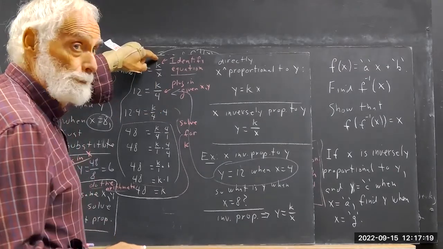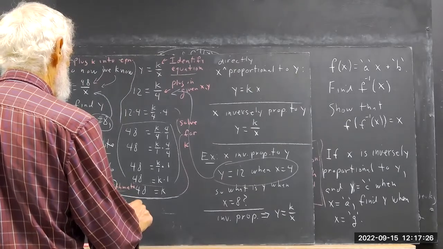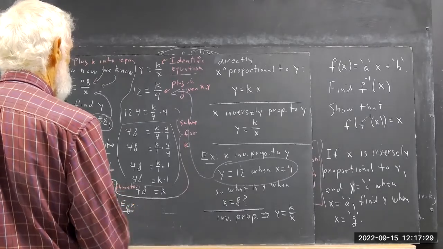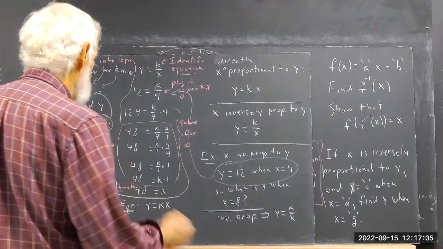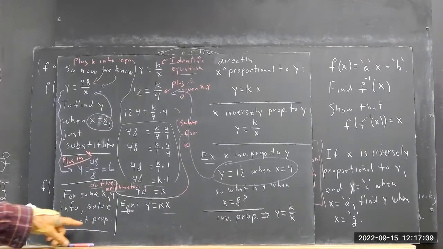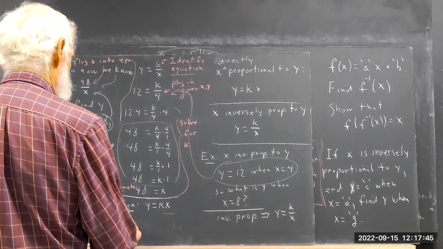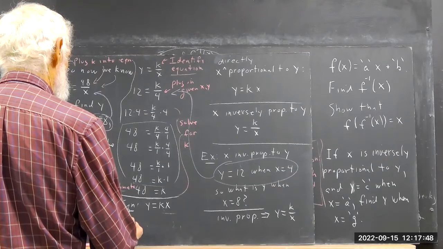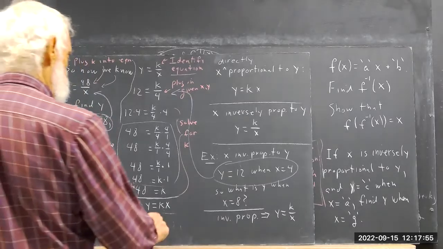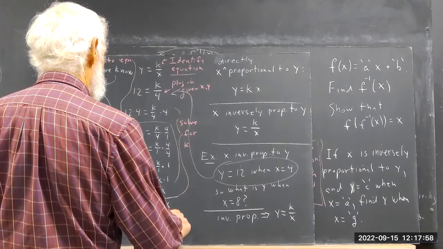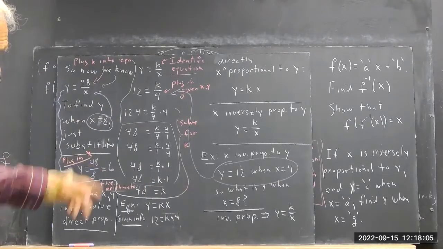You identify the equation. That's an abbreviation of the equation. It's Y equals KX. Why? Because I say we now have the direct proportion. The given information is that y equals 12. So 12 equals k times 4.